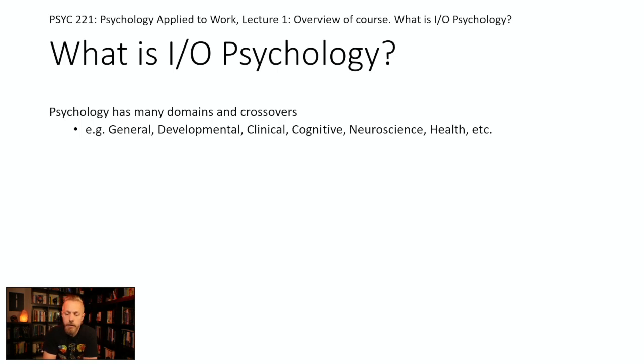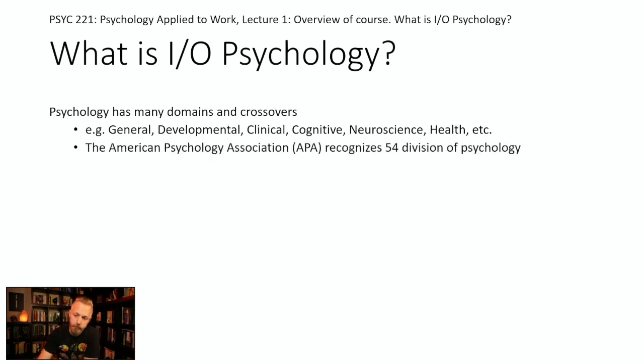Some of the bigger ones, there's developmental psychology, there's clinical psychology, cognitive psychology, neuroscience, health psychology. I don't have it listed here, but there's engineering psychology. I mean, there's a lot of domains, and the APA has 54 divisions named in psychology. Now, some of those are like a sub of a subdomain. It isn't like there's 54 broad topics. This is more of a tree structure.